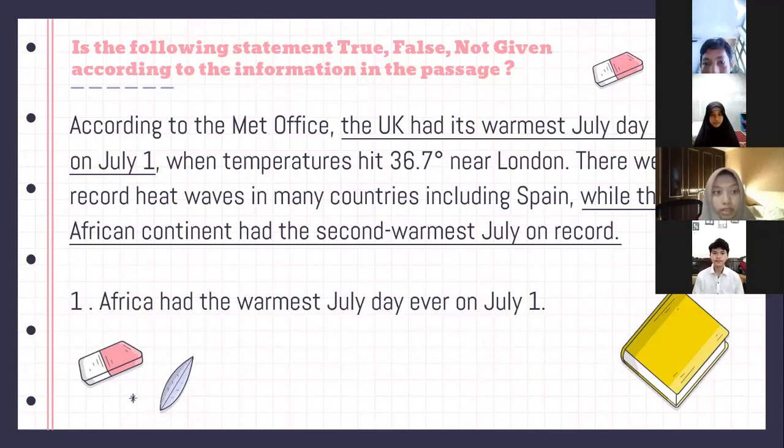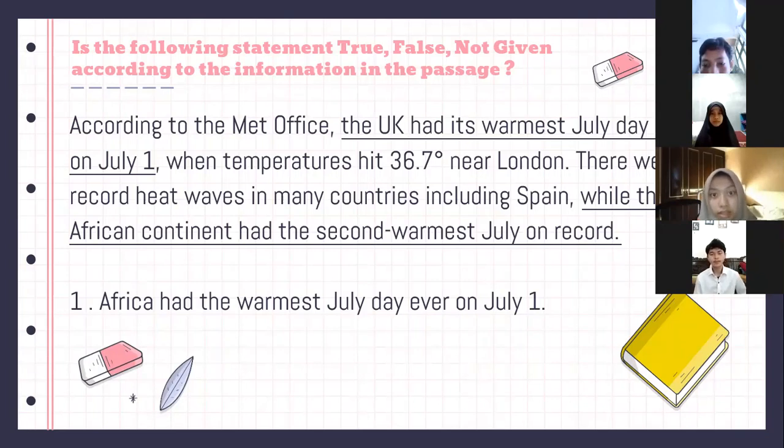The first example is, according to the Met Office, the UK had its warmest July day ever on July 1st, when temperature hit 36.7 Celsius near London. There were record heat waves in many countries, including Spain, while the African continent had the second warmest July on record. The statement for this text is, Africa had the warmest July day ever on July 1st. Let's take a look back at the text to see if there is information about the statement in the text.